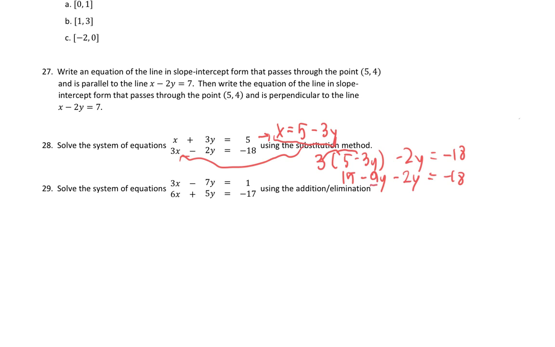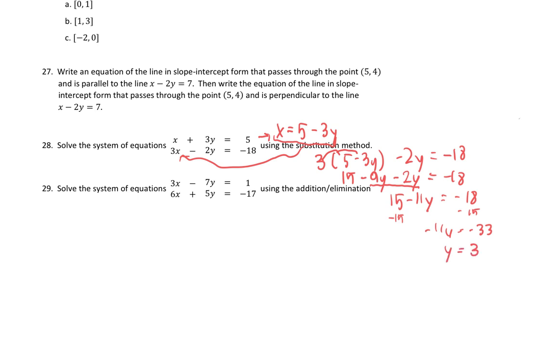I can combine my y's together. So I'll get 15 minus 11y equals -18. Subtract 15 from both sides. I get -11y equals -33. Divide both sides by -11. You get y equals 3.